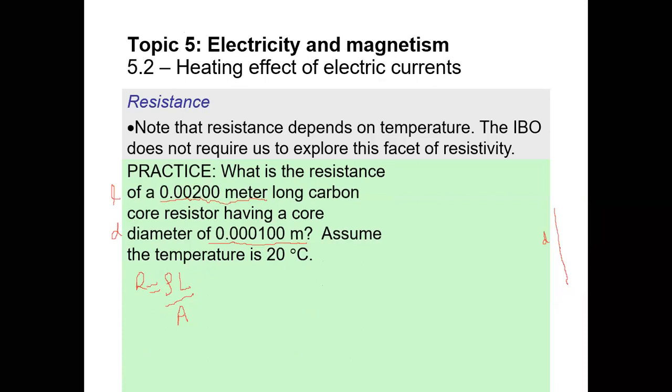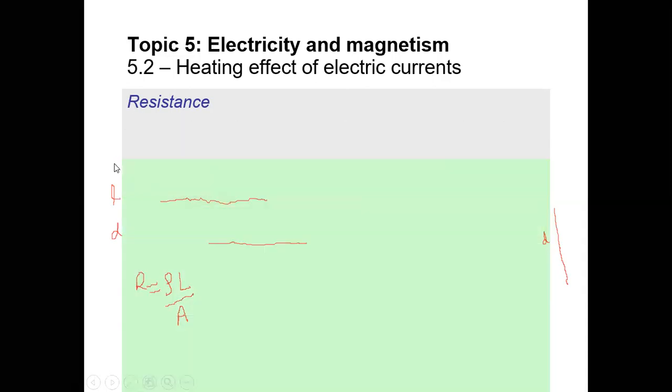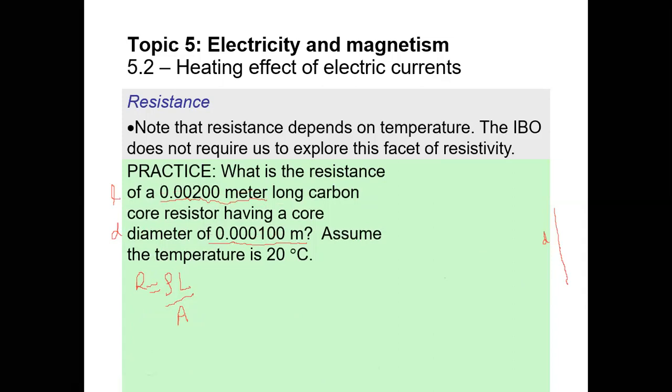Sorry, this is copper, or we need carbon. So for the carbon, where is carbon? Yeah, carbon is here, 3600 × 10 power minus 8. Okay, this is the resistivity of the carbon. And what else do we need?